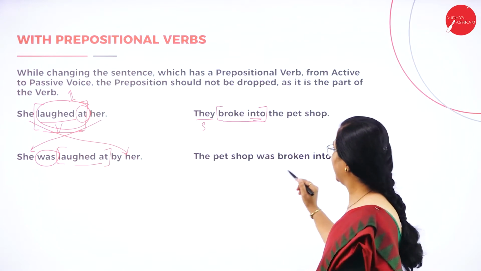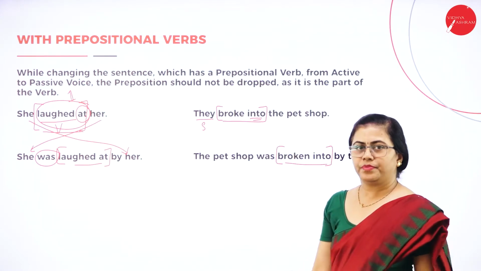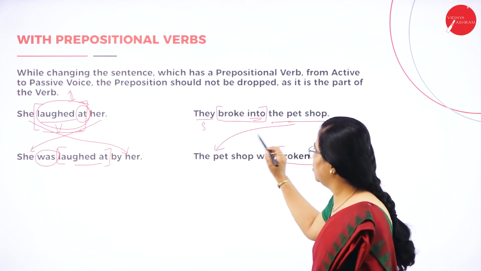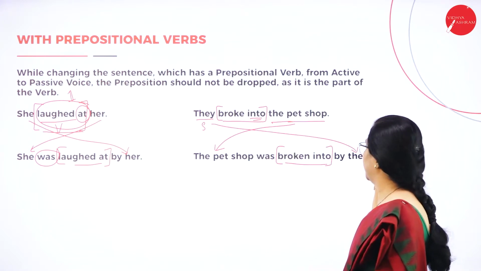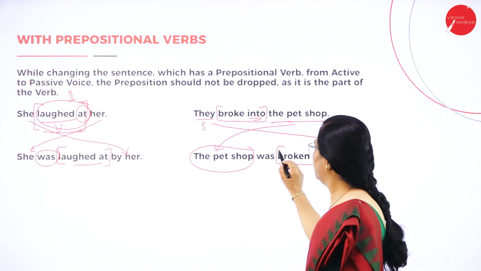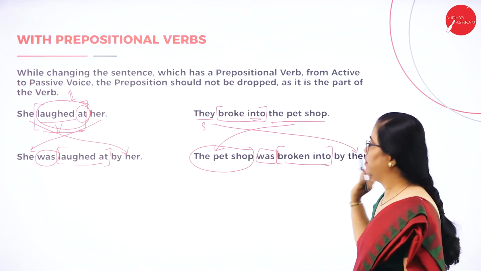So here again broke into should be retained as a single entity. The pet shop is the subject now and this becomes the object now. So the pet shop becomes the subject, was is the addition here: was broken into by them.